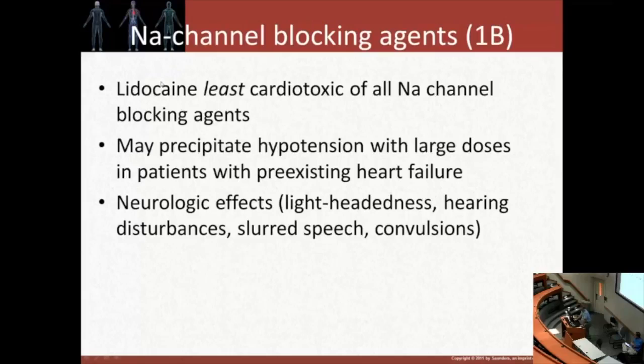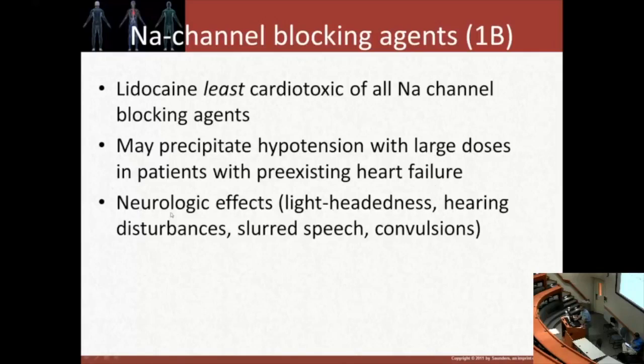Out of all the 1B agents, lidocaine is the least cardiotoxic, okay, which is why it's so prevalent. It may precipitate hypotension, okay, but again, these patients are typically, this is during the heart attack, this is kind of the least of your worries. So very, very large boluses of this, especially in patients that have pre-existing heart failure. So maybe if this is a recurrent STEMI, this is their second heart attack, as you'll soon learn tomorrow, they'll already be in stage 2 heart failure.